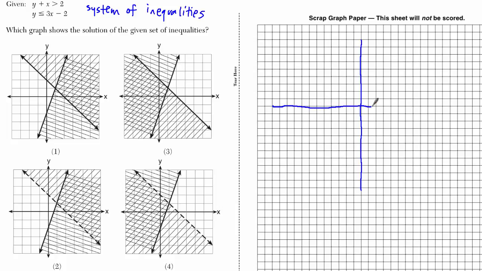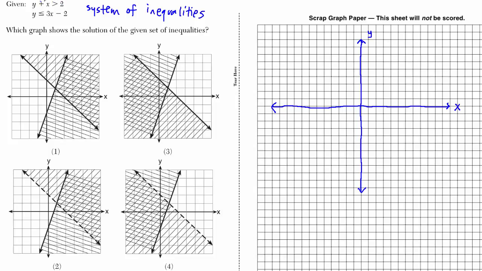And I'll do the best I can. Yeah, it's good enough. Here's our X-axis, here's our Y-axis. It's always nice to add our arrows, even though this is just scrap. Keep the good habits. Okay, so here's our X and our Y. Now we need to graph each of these inequalities.